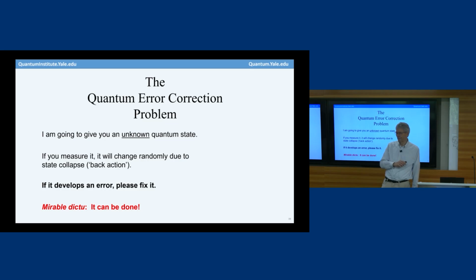That's the idea. Yes? So does this mean that for an unknown quantum state, you can't make an exact copy of it? Yes. We'll come to that.